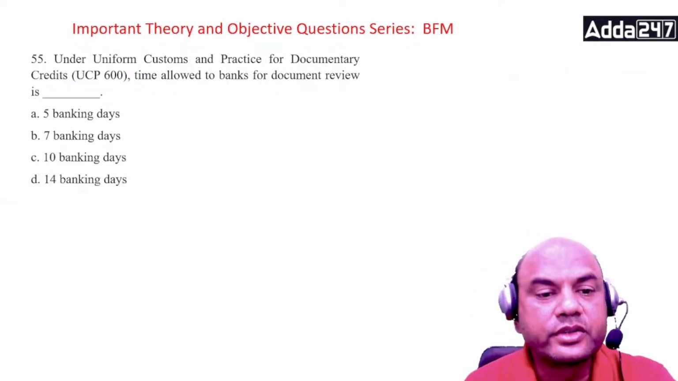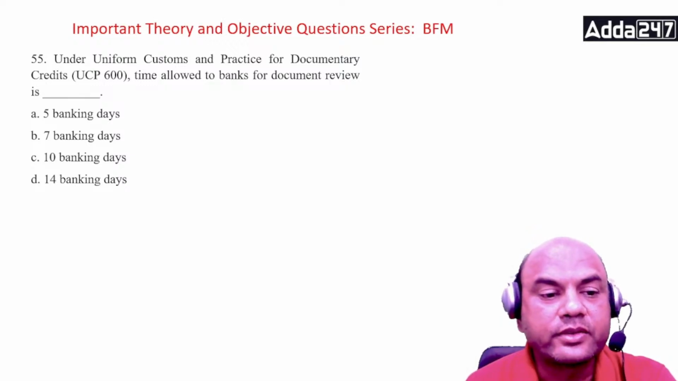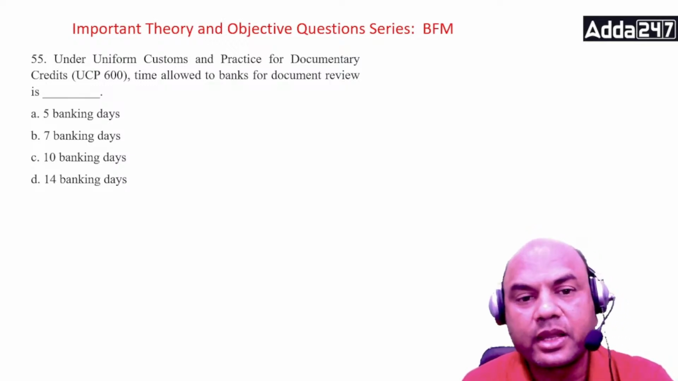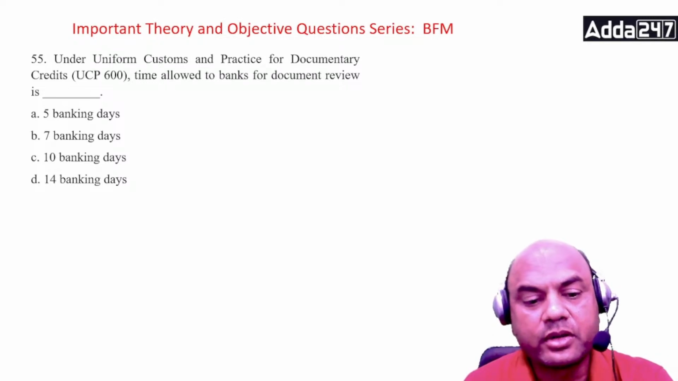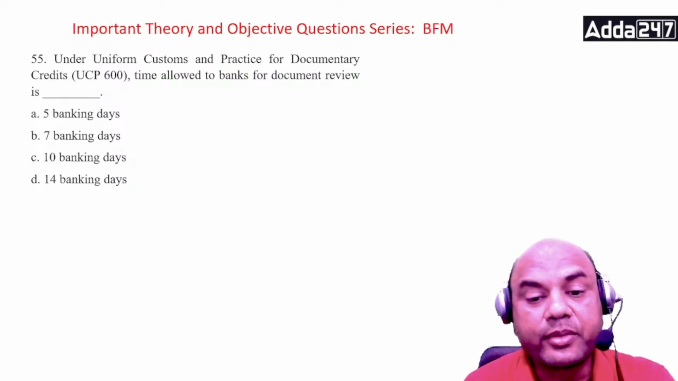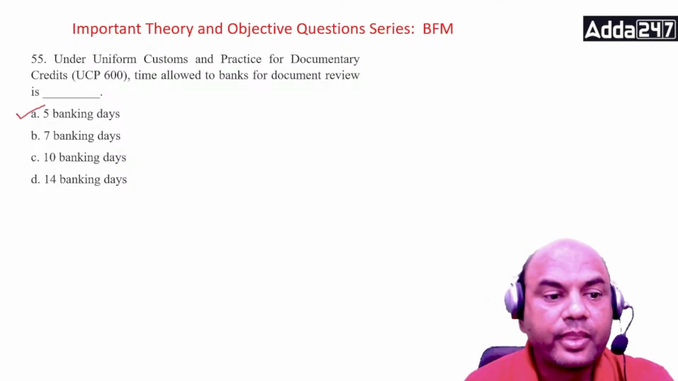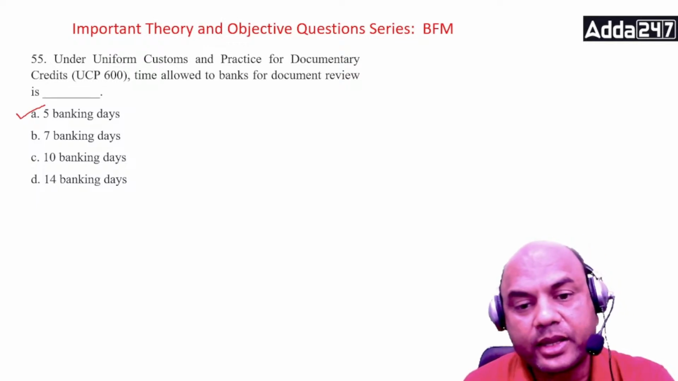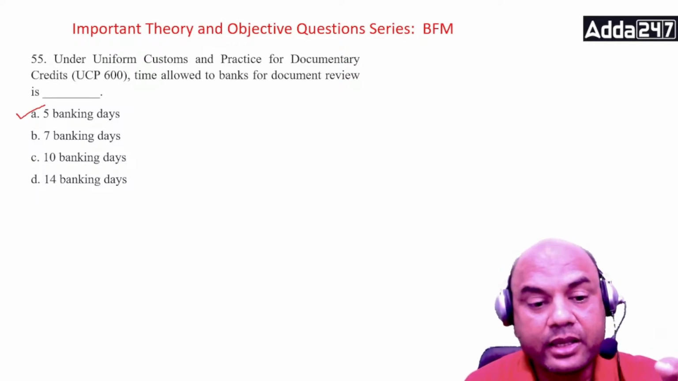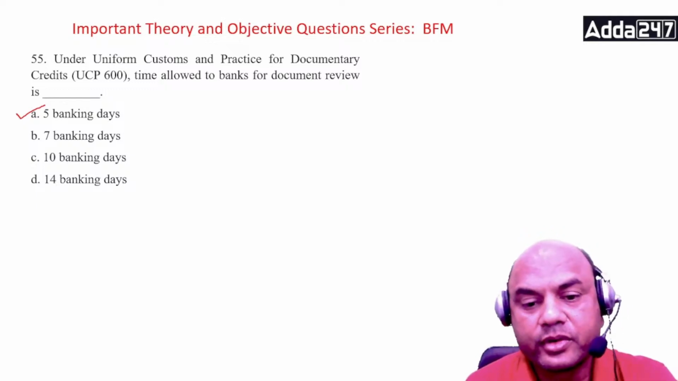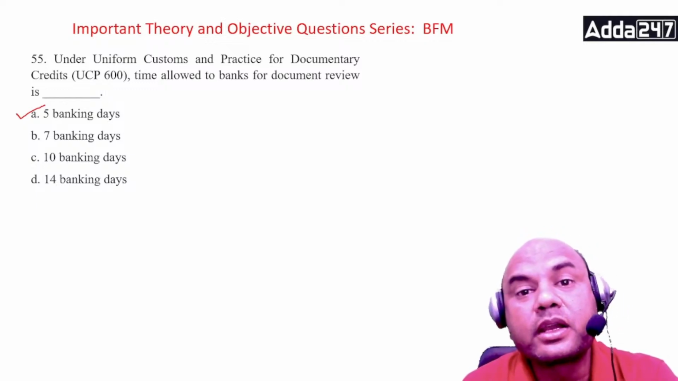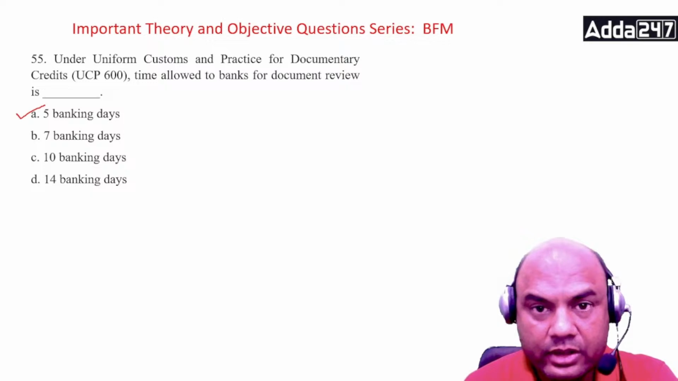Under the UCP 600, the time allowed to the banks for document review is 5 banking days, 7 banking days, 10 banking days, or 14 banking days. What is the time allowed? The time allowed to the banks is 5 banking days. UCP 600 talks of 5 banking days. Banking days, remember, means regularly working days.